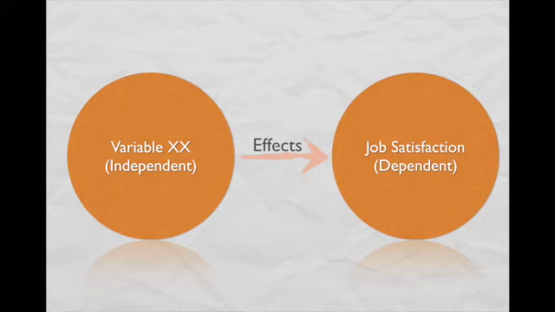So the idea here is that we know that variable x, our independent variable on the left-hand side of our screen, variable a, that was labeled in previous weeks, does affect to some degree this idea of job satisfaction, the dependent variable. This is our hypothesis, that there's something that has an influence on job satisfaction.